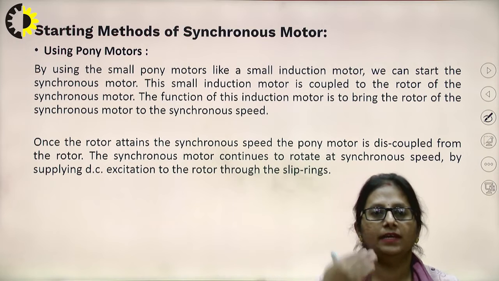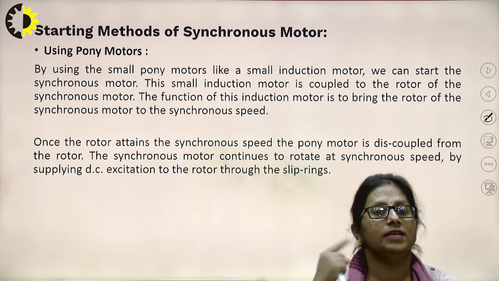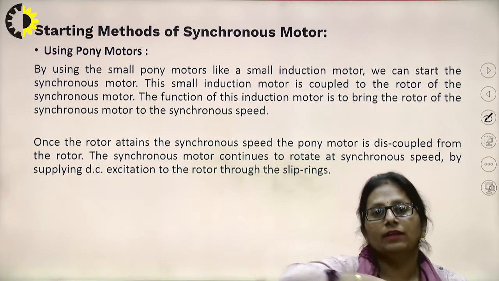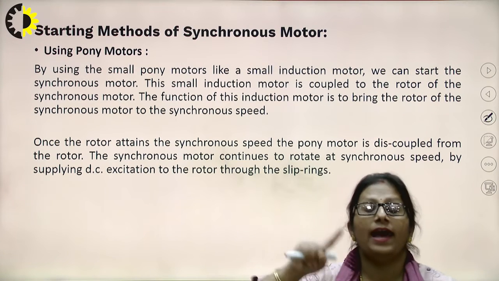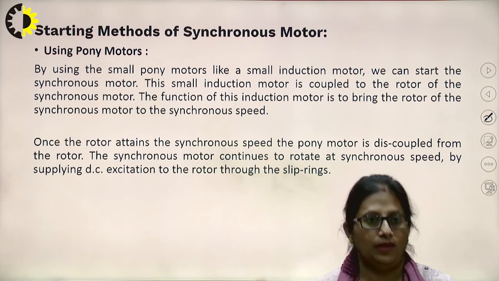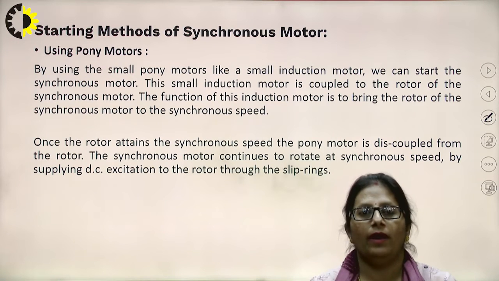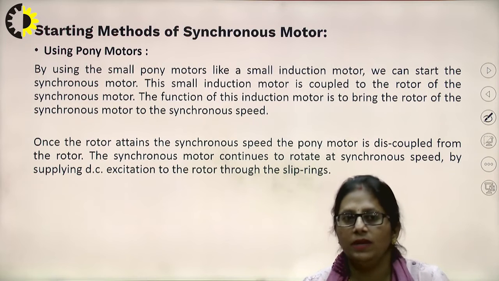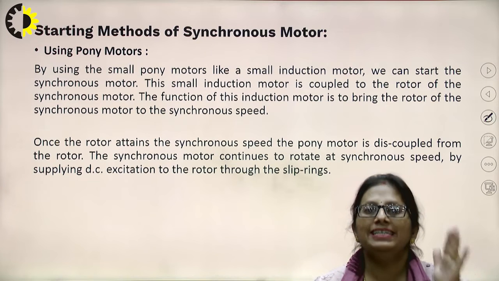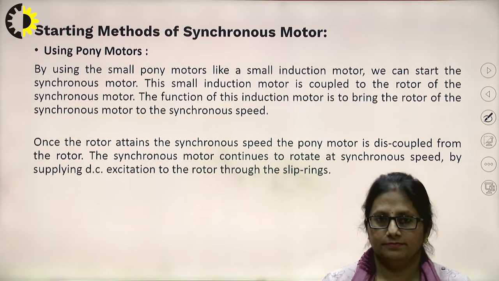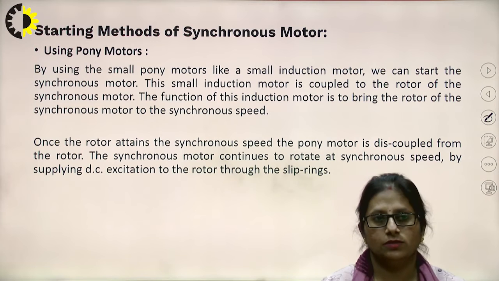So when we give the DC excitation through the slip rings, what is going to happen? There will be a magnetic locking between the stator and rotor poles, right? The rotor will be dragged into synchronism and will continuously rotate at the synchronous speed, the speed of the stator magnetic field. And that is what we want. Now the pony motor is not required once the motor has achieved its speed, because I only require it for the starting torque. Now the pony motor can be decoupled from the rotor. That is the very first method, using small induction motors or AC motors coupled to the rotor.